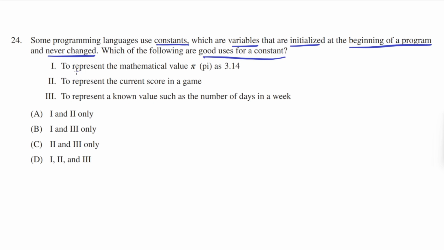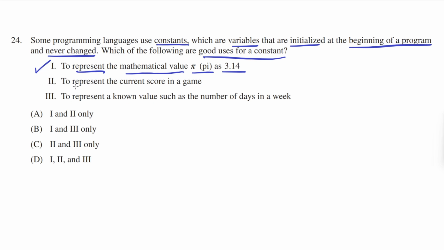First statement says to represent the mathematical value pi as 3.14. This would be a good use for a constant because the mathematical value of pi is a known value that you can initialize at the beginning of the program, and the value of pi doesn't change. So that means this constant would not need to be changed after it has been initialized at the beginning of the program. So using constants to represent known mathematical values like pi is a good use for a constant.